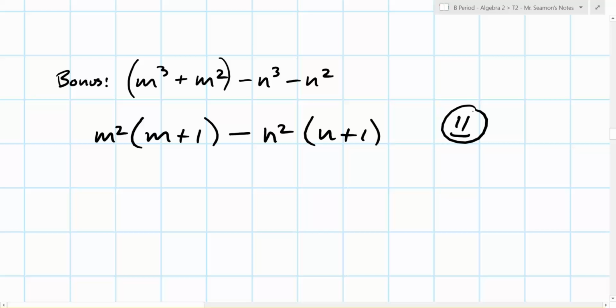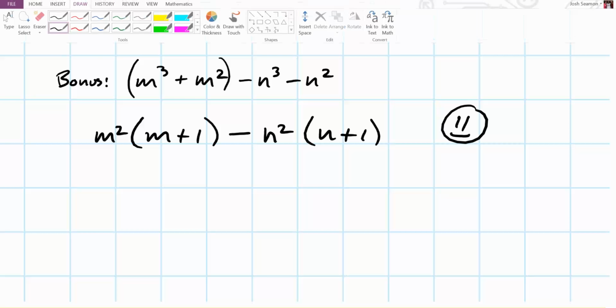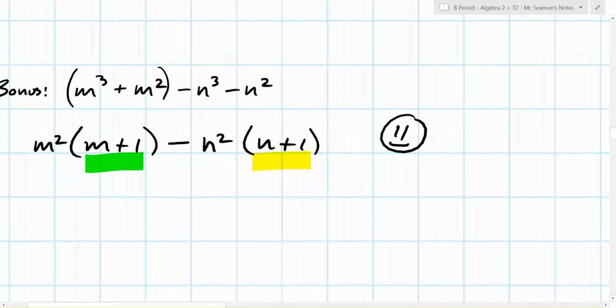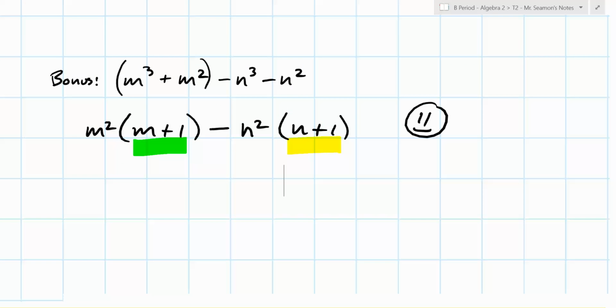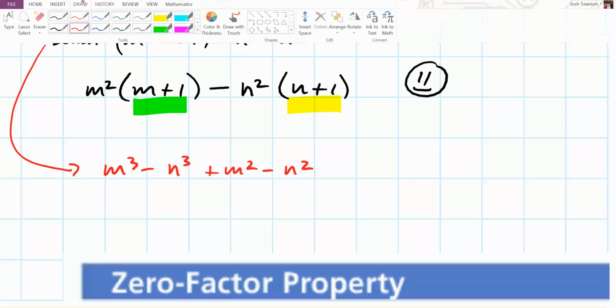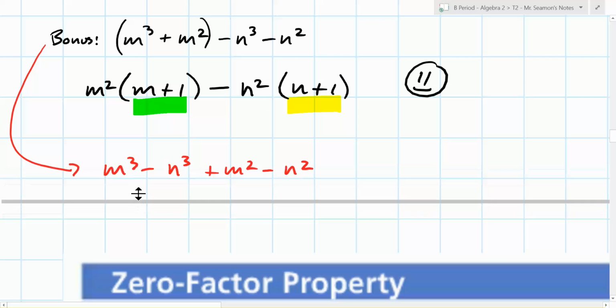It looks like you should be able to do more. It looks like grouping, right? The problem is, what's the problem? This is m plus 1, and what's the other one? You can't go anywhere else. You have m squared apples and n squared oranges. You can't add those together. What you can do, this is a great problem because you can rearrange it a little bit and do a different thing. So instead of looking at it like this, I could look at it as m cubed minus n cubed plus m squared minus n squared. What do you see?